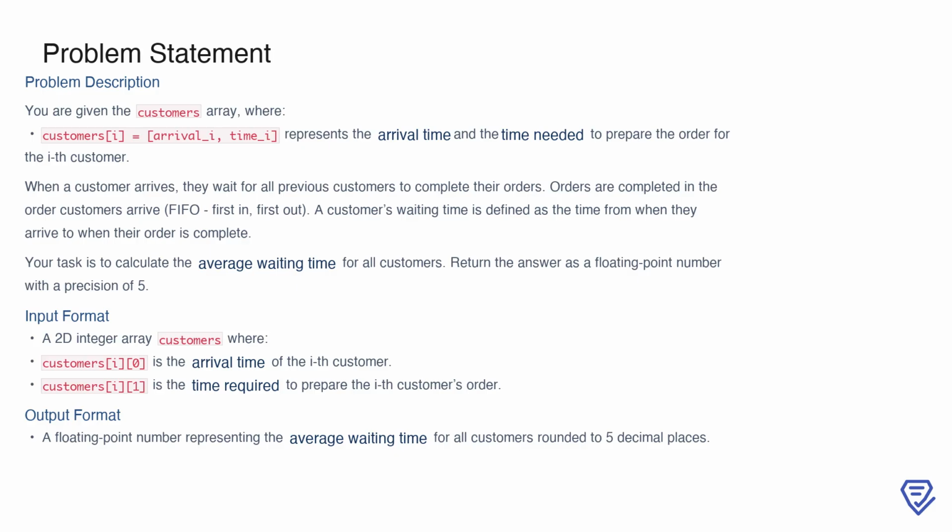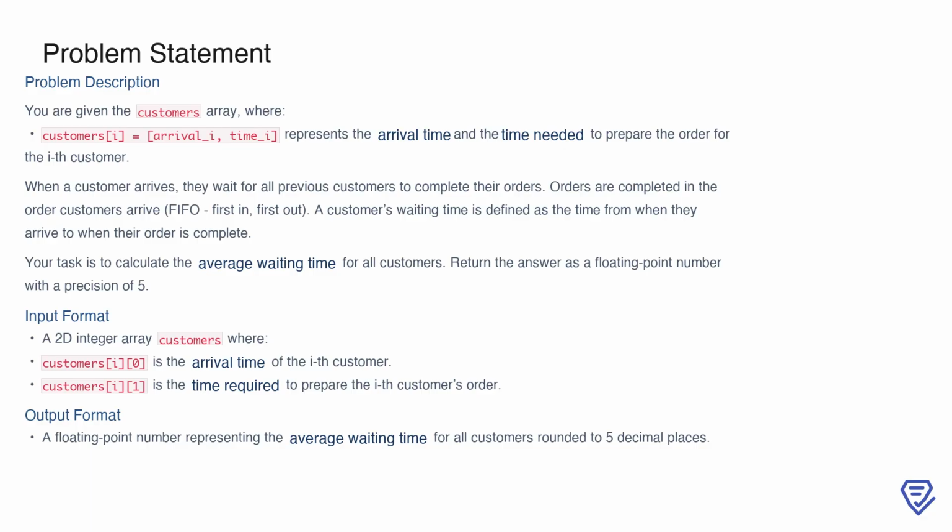In this problem, we are tasked with calculating the average waiting time for a series of customers. Each customer is represented by a pair of integers in a 2D array called customers. The first value in each pair is the arrival time of the customer, and the second value is the time required to prepare their order. When a customer arrives, they must wait for all previous customers' orders to be completed before their order can begin.